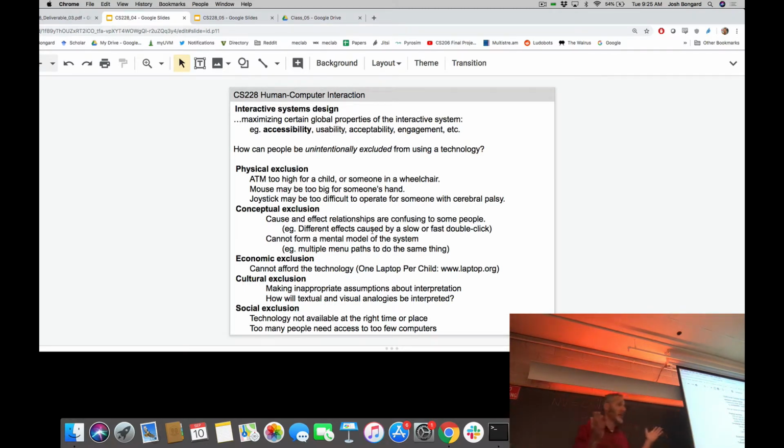So for most technology, we're never going to get exclusion down to 0, but what is our threshold, right? Where are we trying to get to? Can we actually turn these ideas into something that's actually measurable?